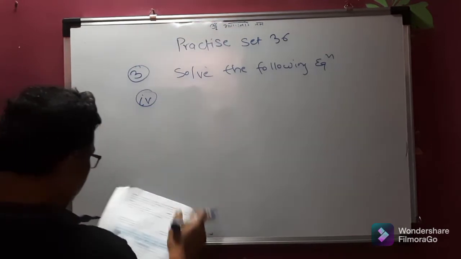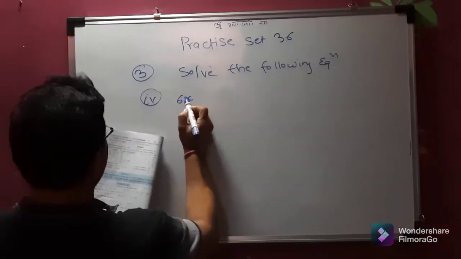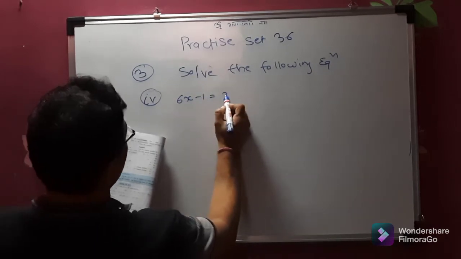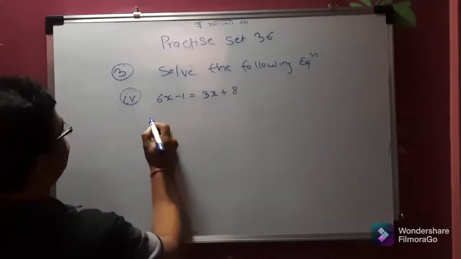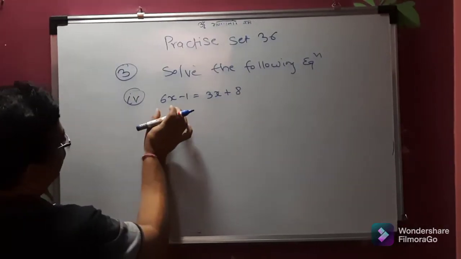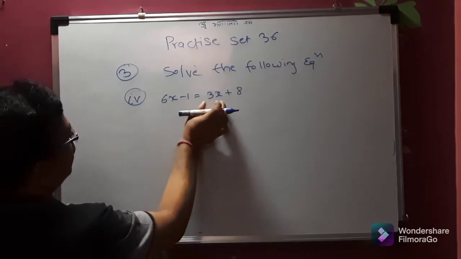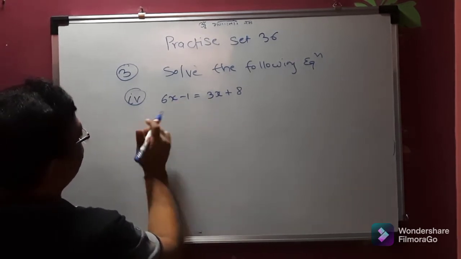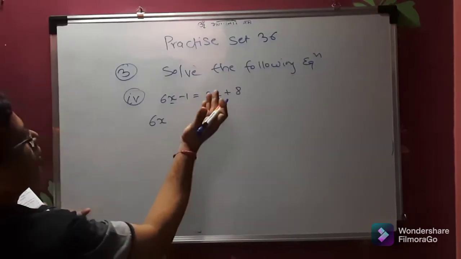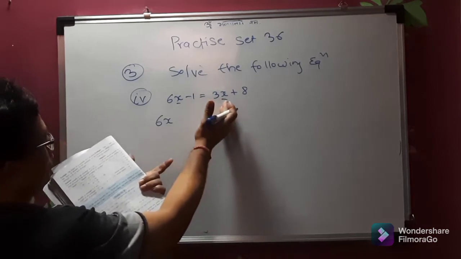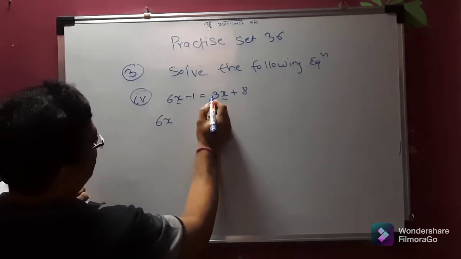Now we will solve problem number 4. This is 6x minus 1 is equal to 3x plus 8. So we will do one thing: we will keep the x with its coefficient on one side. This is 6x, and this is also x, so we move this 3x to the left hand side. There is no sign, which means it is a plus sign.